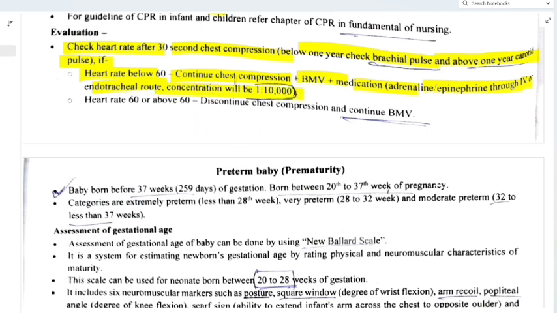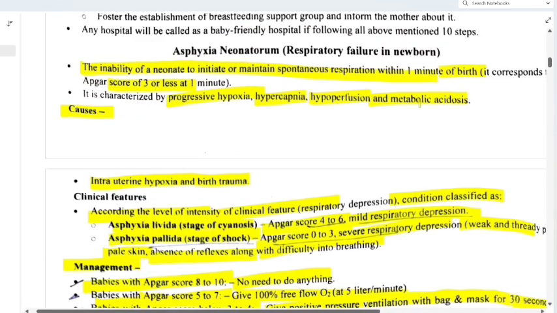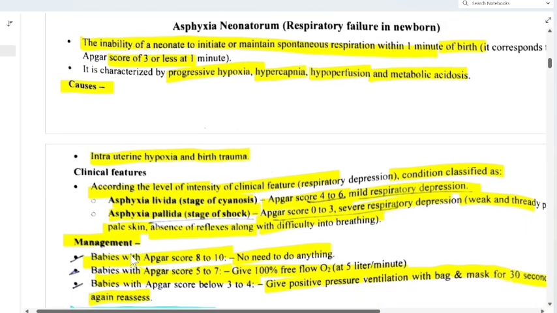In questions many times they trick you in the exam. So you have to remember that if heart rate is below 60, we have to continue CPR plus BMV plus medication, that is we can give adrenaline, epinephrine through IV or endotracheal route, and then the concentration will be 1:10,000. Okay, and if heart rate is 60 or above 60, then we have to discontinue chest compression and continue bag and mask ventilation. Okay, so that was the part on respiratory failure in newborn. So I hope this point is clear.